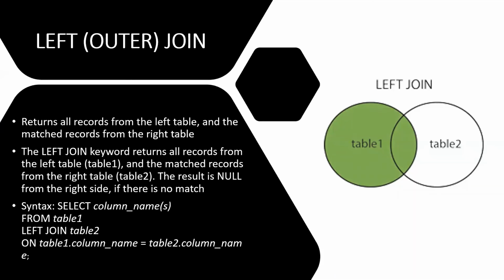Moving on to the next join, which is the left outer join. As you see in the figure, it returns all the records from the left table and only the matched records from the right table. The syntax is: select column names from table 1 left join table 2 on table 1 column name equals table 2 column name, so that we get all the records from the left table and just the common records from table 2 as well.